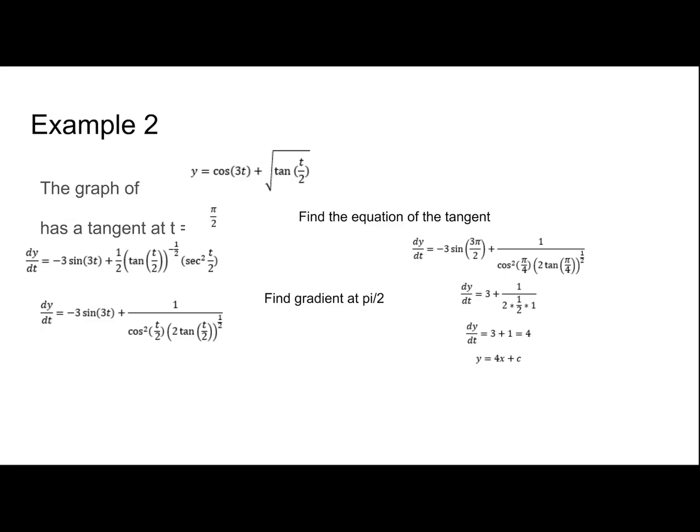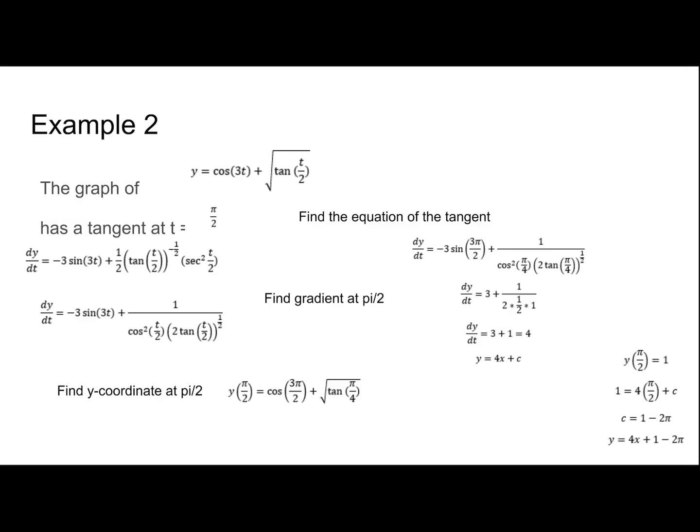Okay, I should say y equals 4t plus c. Apologize, it's not x. Apologize for that. So I should say y equals 4t plus c. And we need to find the y coordinate at t equals pi over 2. So substituting pi over 2 into our y equation, our graph equation, we'll get cos of 3 pi over 2 plus square root of tan pi over 4. So in this case, cos 3 pi over 2 is just 0, and tan pi over 4 is 1. Square root of 1 is still 1. So if we substitute pi over 2 into y, we'll get 1.